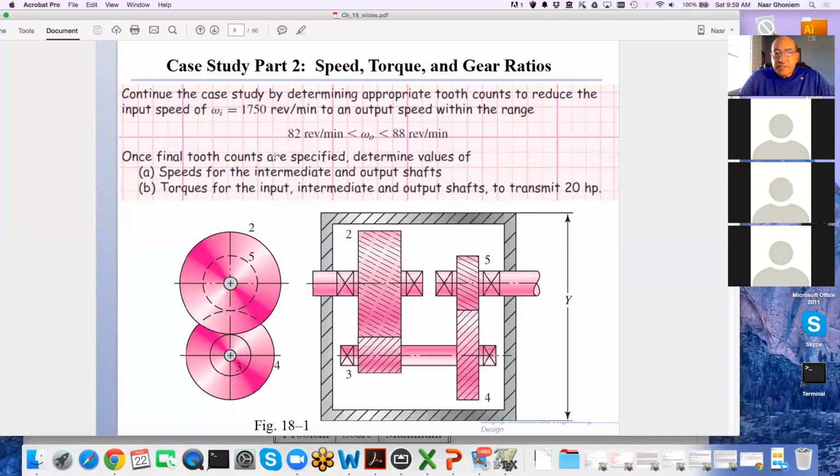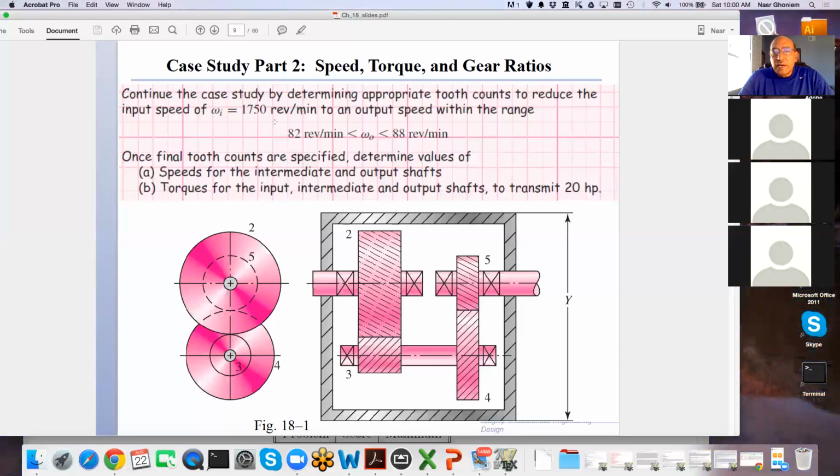So in this example here, which is a case study, we have a gear reducer box to reduce the input speed from 1750 RPM to a required output speed range of 82 to 88 RPM. So there's a reduction ratio here that needs to be considered. I'm not going to review every little detail, but just give an overview of the main steps.